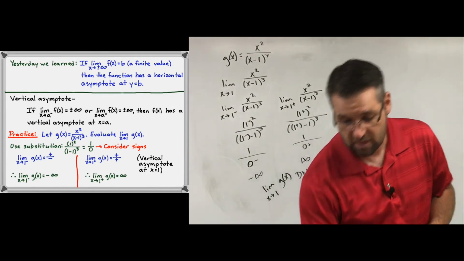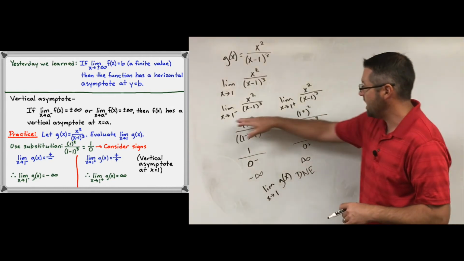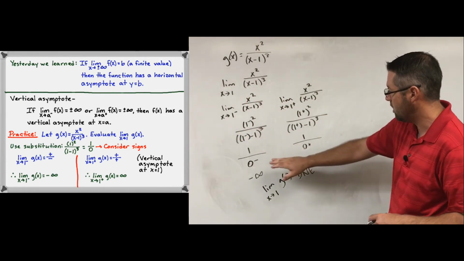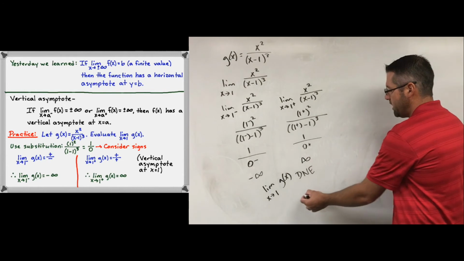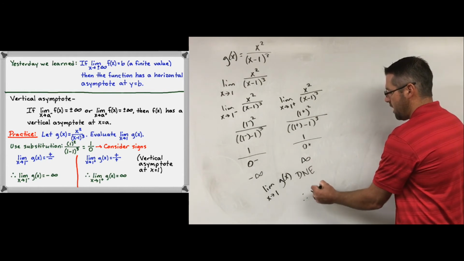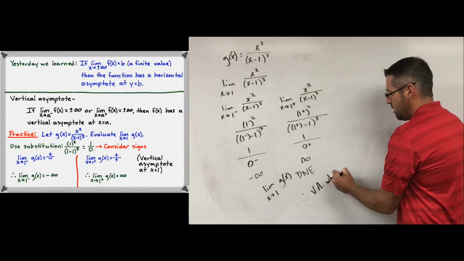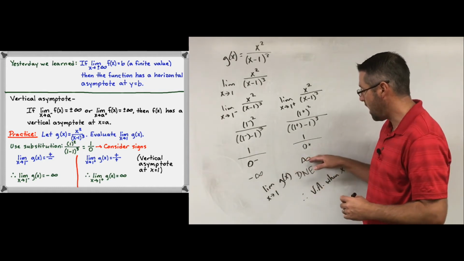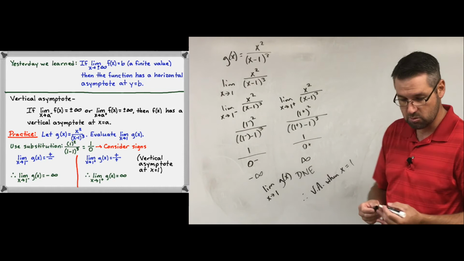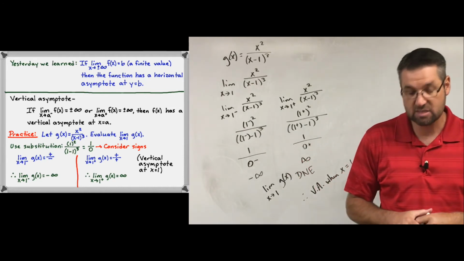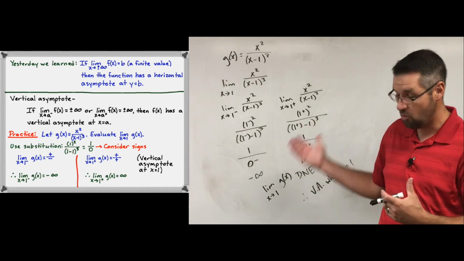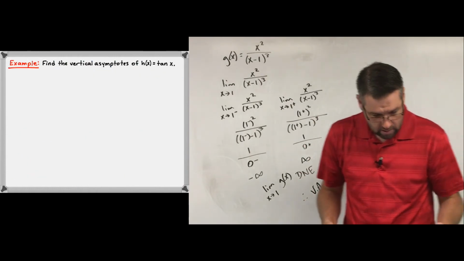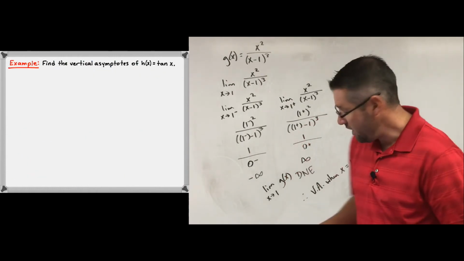As a result of this, because the limit as x approaches 1 from either the left or the right gives you any kind of infinity, we can say that there is a vertical asymptote when x equals 1. Okay? These don't have to match signs as long as they are some sort of infinity. Now I know I didn't ask that specifically in this practice problem, but that was the point that I was trying to get at. All right, with that said, we're going to go ahead and look at another example here.